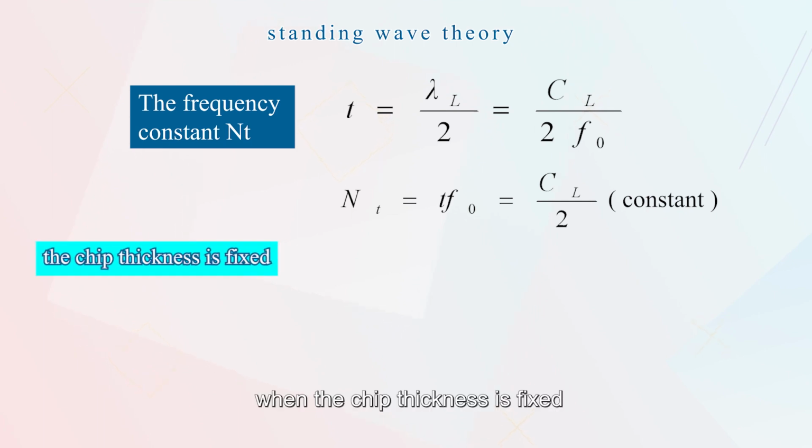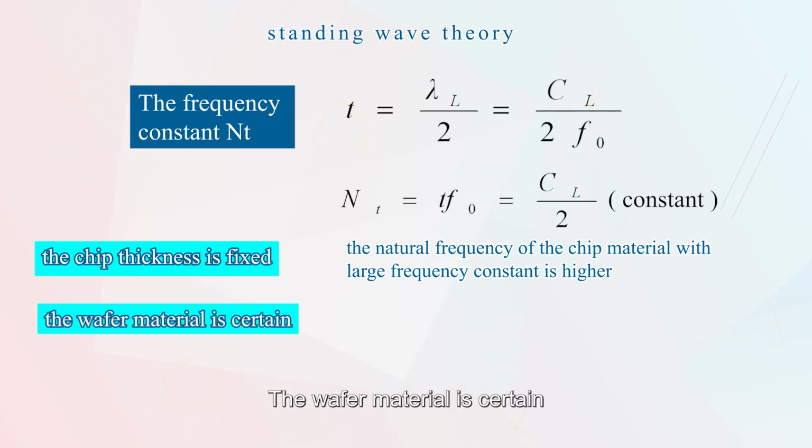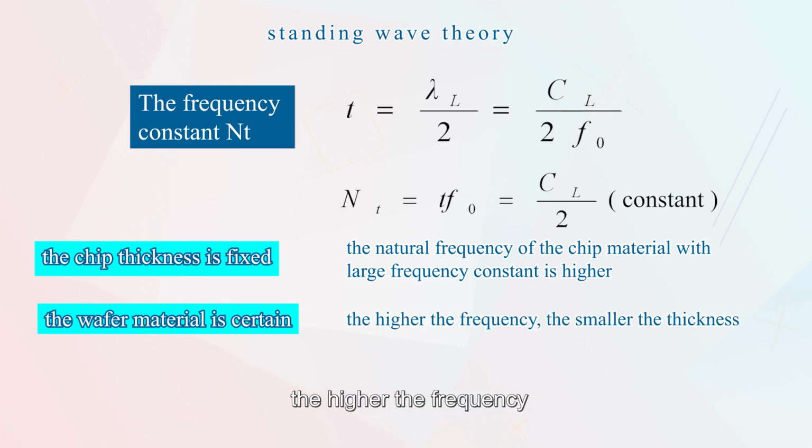Obviously, when the chip thickness is fixed, the natural frequency of a chip material with a large frequency constant is higher. When the wafer material is certain, the higher the frequency, the smaller the thickness.